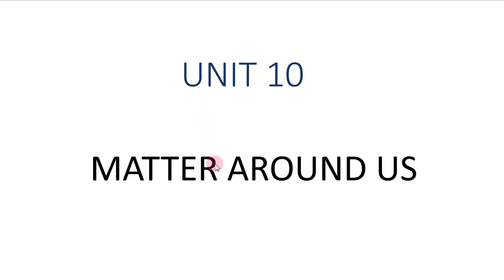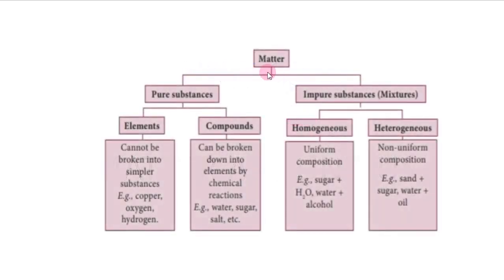And in the last class we also discussed the classification of matter. Matter is classified into two types: pure substance and impure substance. Pure substance is further classified into two types: elements and compounds. Elements cannot be broken into simpler substances. We studied some examples: copper, oxygen, hydrogen, carbon, nitrogen. Not only these; any elements you know, you can write.